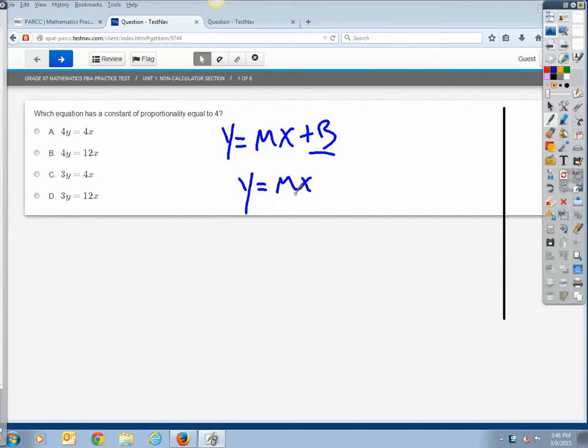So really we want y by itself, and m is going to be multiplied by one number. Well, let's go ahead and divide these. 4 divided by 4, you get y equals x. Not equal, we do not have a slope of 4. Here we have divide both sides by 4, and we get y equals 3x. 3 isn't 4. Divide both these by 3, we get y equals 4/3. Nope, that's not 4. Divide both sides by 3, we get y equals 4 times x. So the answer has to be D.